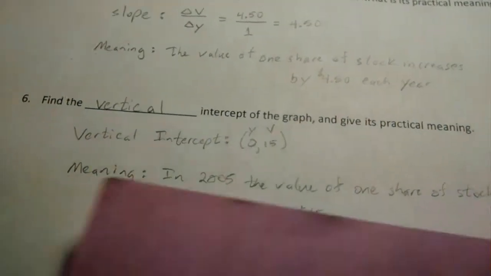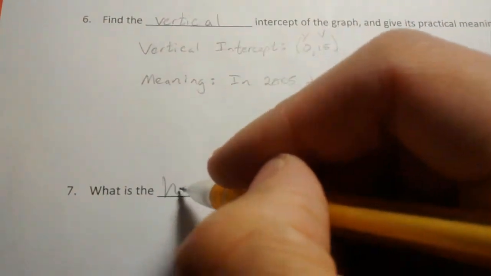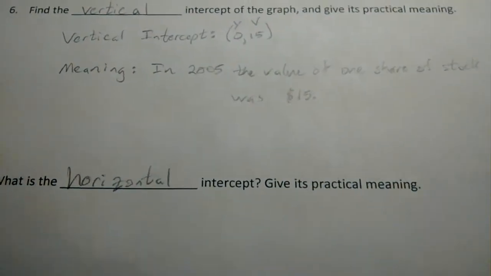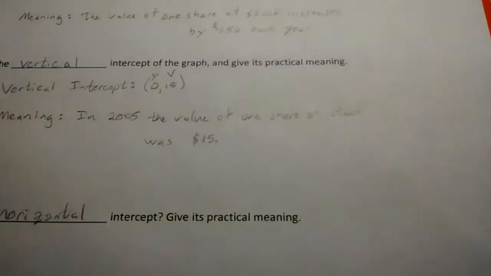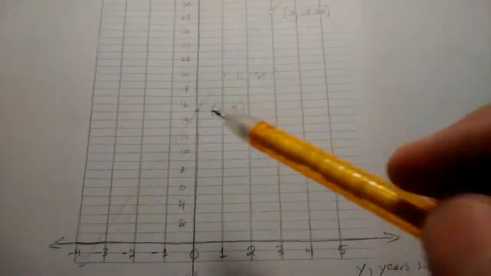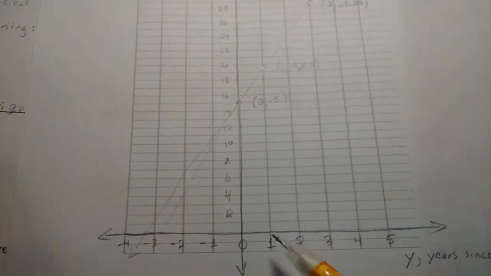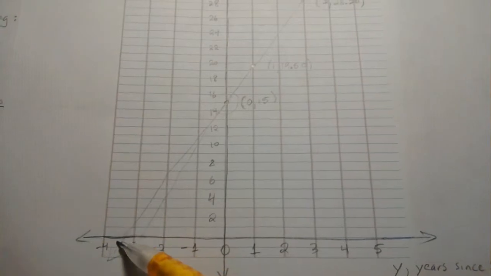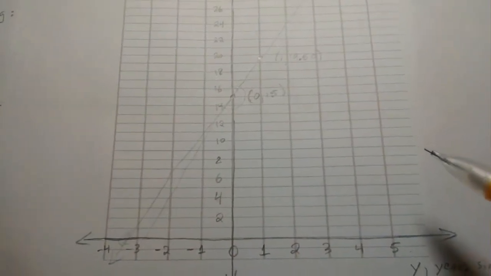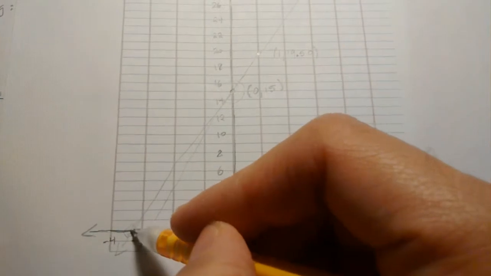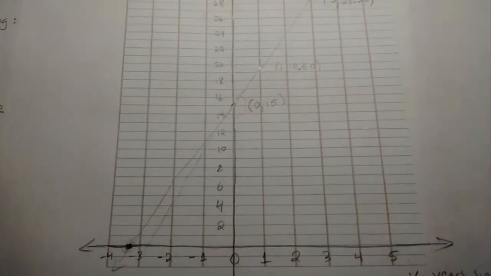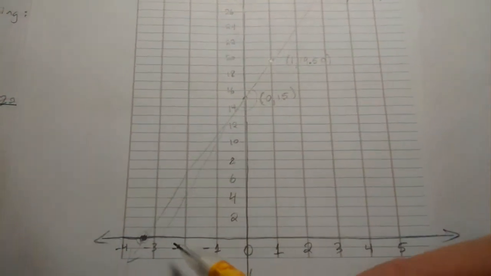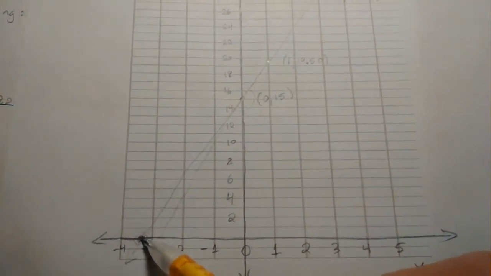All right, the next challenge is number 7, to go after the horizontal intercept and then give its practical meaning. So let me show you what we're looking for, where this line crosses this axis. I drew it real roughly here, but it looks like it's crossing right there. The challenge is, what's the exact location of this point? See if you can come up with an idea of how to find that value along this axis, and then write the appropriate ordered pair that represents that location.